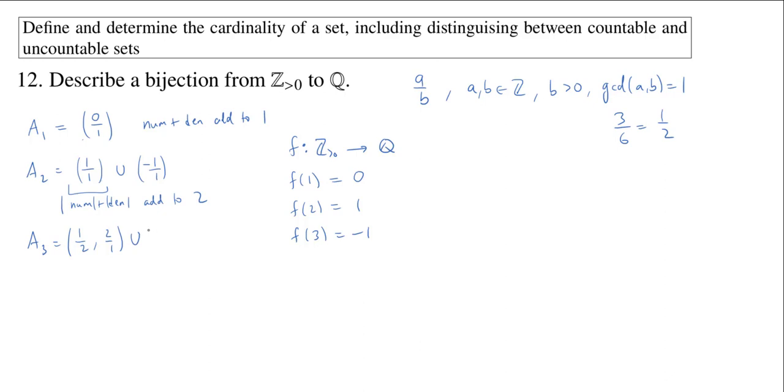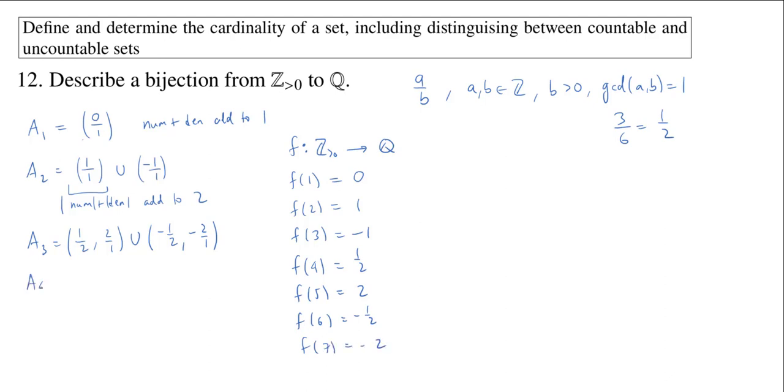Then I'm going to union it with another list, where by union I actually mean concatenate. And I'm just going to do the negatives of them: -1/2 and -2/1. And now I'll just continue defining my function term by term. f of 4 will be 1/2. f of 5 is going to be 2. f of 6 will be -1/2. And f of 7 will be -2.